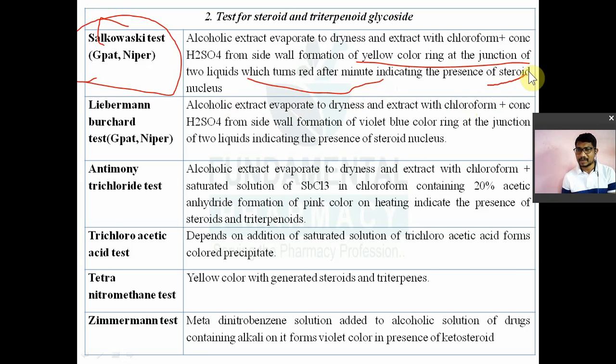So remember, don't memorize the procedure, you only need to remember this much. Salkowski test is used for the detection of steroidal glycosides. It is a specific test for steroid nucleus. Then next is the Liebermann-Burchard test. Again, this is also a specific test for identification of steroid nucleus. Whichever drug has a steroid nucleus gives both these tests positive, particularly cardiac glycosides.